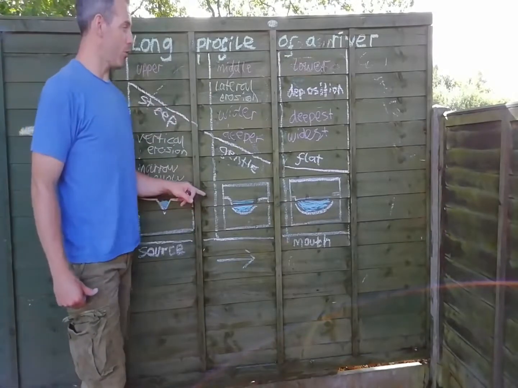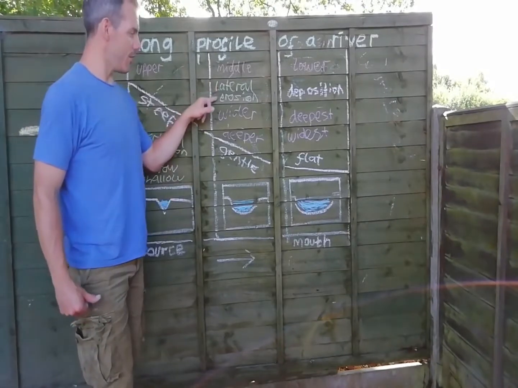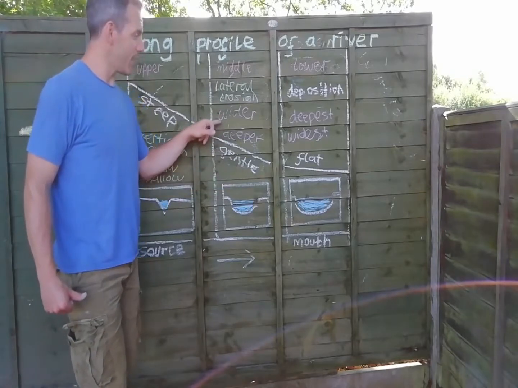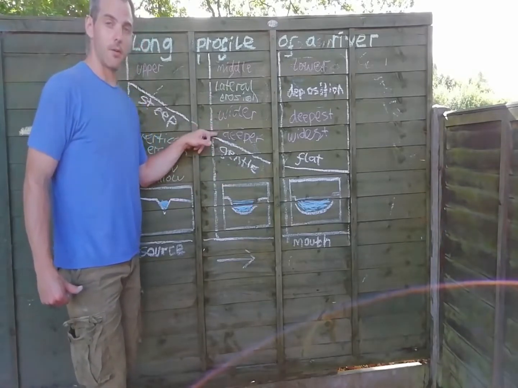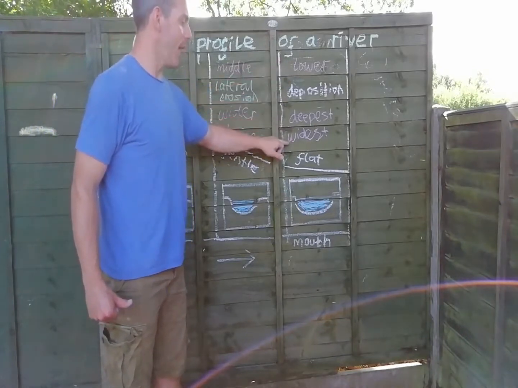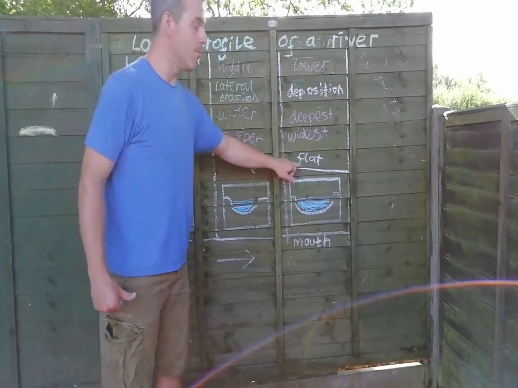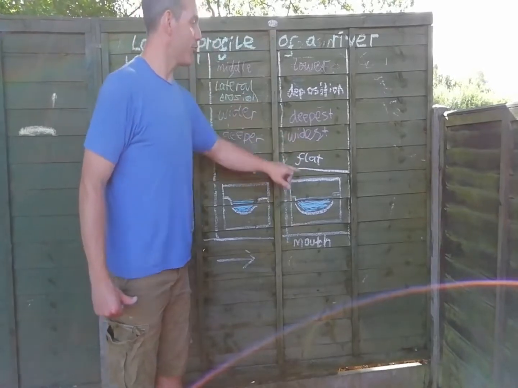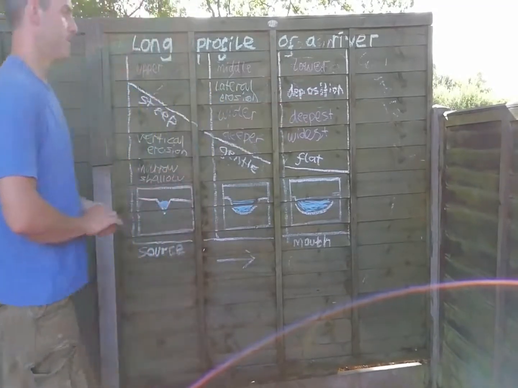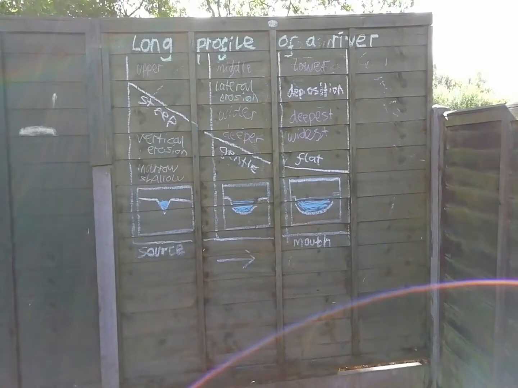As we get to the middle course, we find we have lateral erosion because the gradient is more gentle. This means that the river gets wider and deeper. Then finally, in the lower course, the river is at its deepest and widest, and the gradient is more or less flat. As a result of this, we have deposition happening. Let's get rid of it.